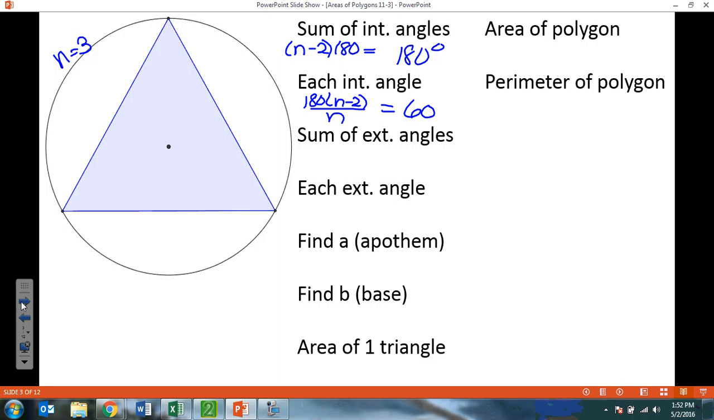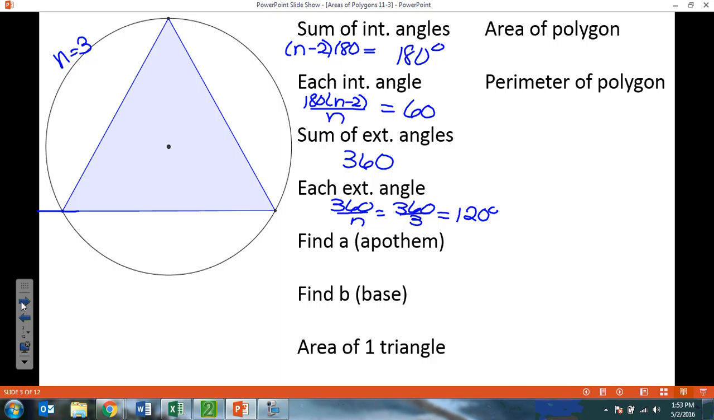It doesn't matter what kind of polygon it is. Do you remember how many degrees there are around the exterior angles of a polygon? 360. Doesn't matter how many angles there are, how many sides there are. It's always 360. So on your sheet, if you want to put 360 in each of those spots, you can certainly do that. And since we have 3 exterior angles, 360 divided by 3 is 120 degrees. Okay? Interior angle was 60 degrees, exterior angle is 120.